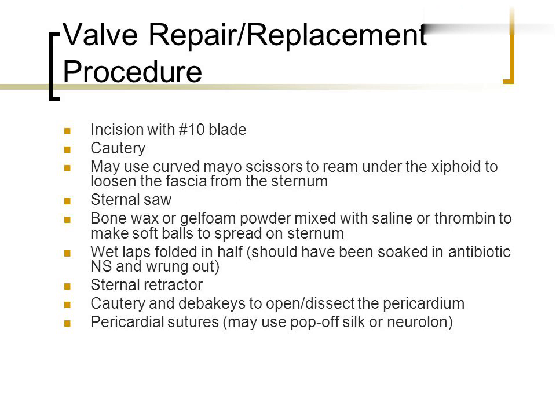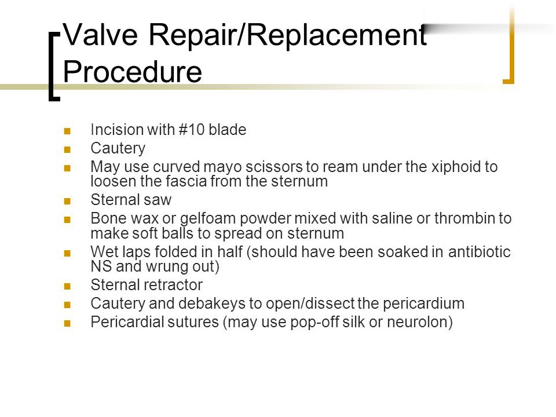Sternal saw. Bone wax or gel foam powder mixed with saline or thrombin to make soft balls to spread on sternum. Wet laps folded in half, should have been soaked in antibiotic NS and wrung out.